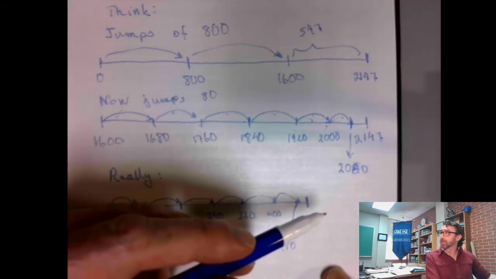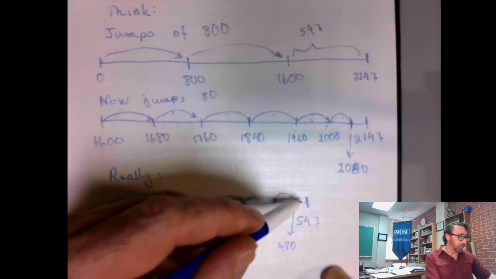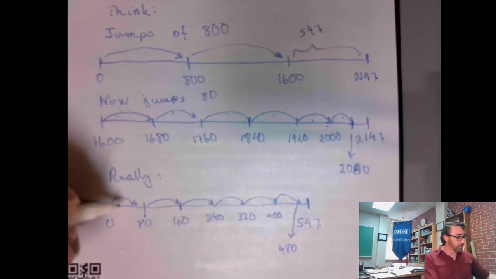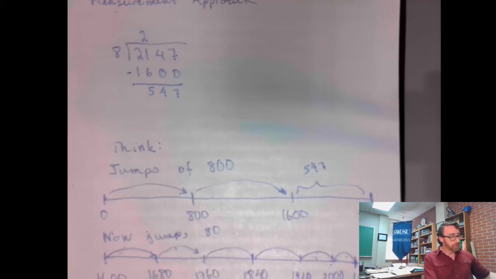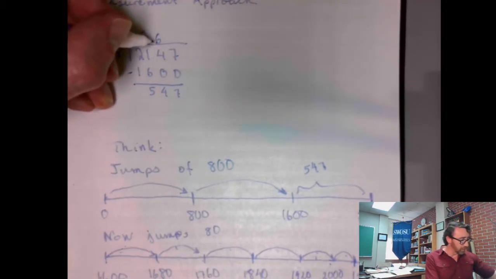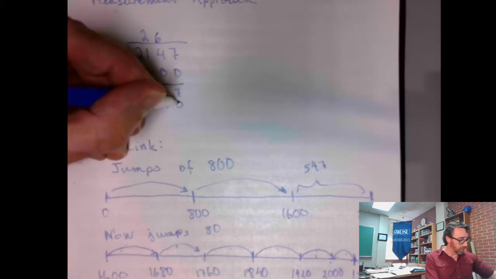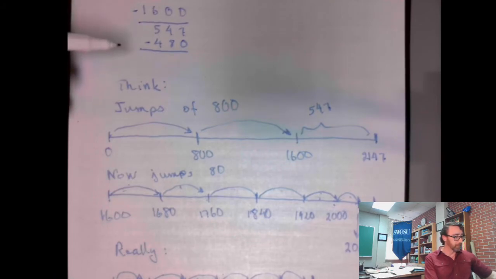Oh, I guess we could get another one in there, couldn't we? Oh no! If I do another jump of 80, that'd be 560. So that'd be too much. So 1, 2, 3, 4, 5, 6 jumps of 80. So now we record that right here. That's the jumps of 80. So the closest we could get was 480. And now we subtract that.